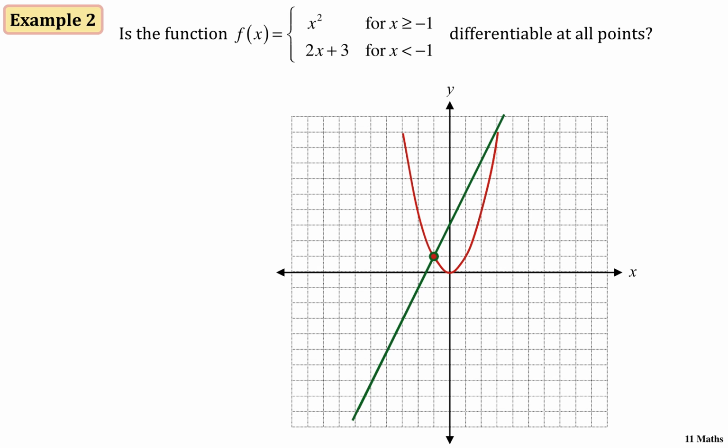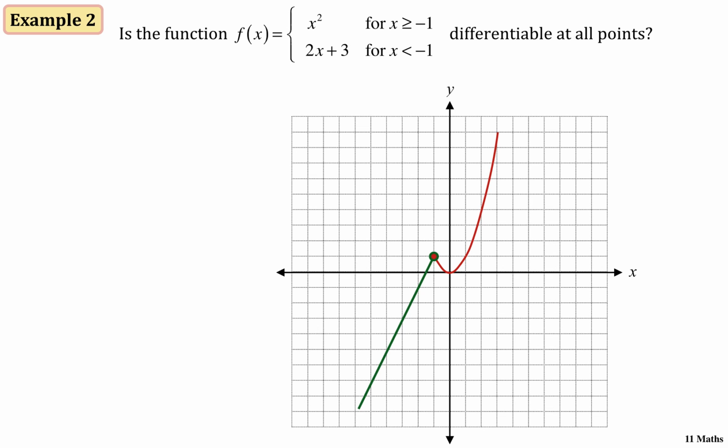We've got too much information showing here, because the question actually says I only want the parabola for x values bigger than or equal to minus 1, and I only want the line for x values that are to the left, that are smaller than minus 1. So let's just get rid of the bits we don't need.